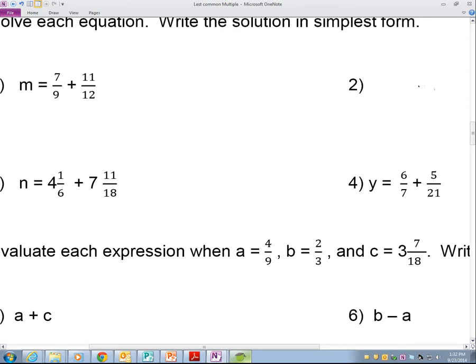Now, the first thing I want to do is make sure that there isn't a situation where one of my denominators is a multiple of the other or a factor of the other. There isn't, because 9 doesn't go into 12, so we can forget that idea. 9, 12: 3 goes in there, 3 here, and 4.